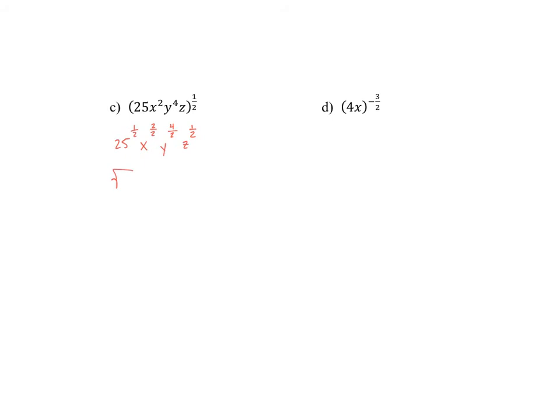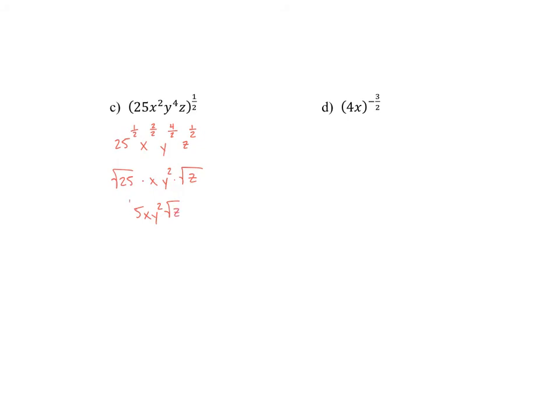We've got the square root of 25. Can't do anything about that just yet. We've got x to the first. We've got y to the second. We've got the square root of z. The square root of 25 is 5. So I have 5xy squared and then radical z.